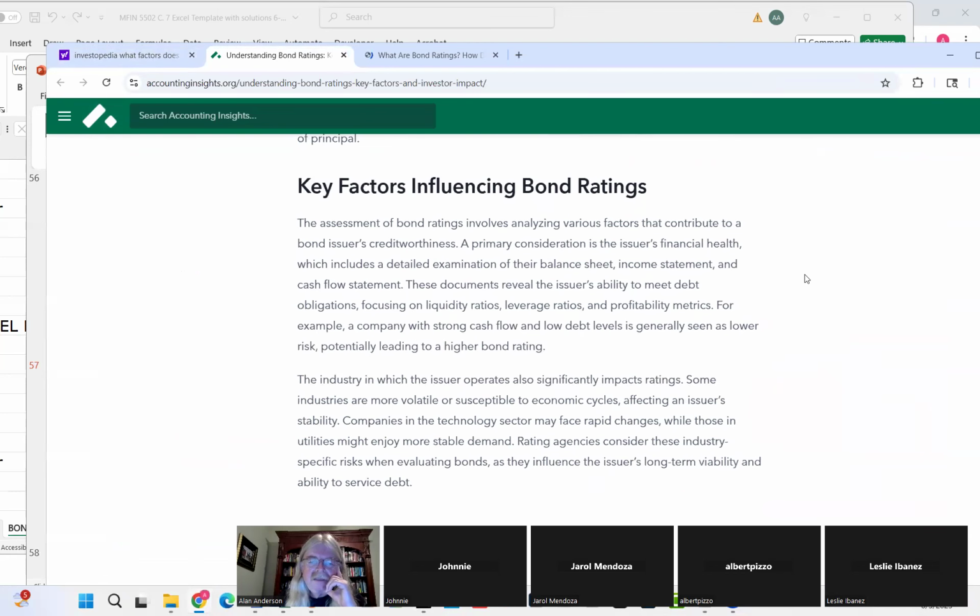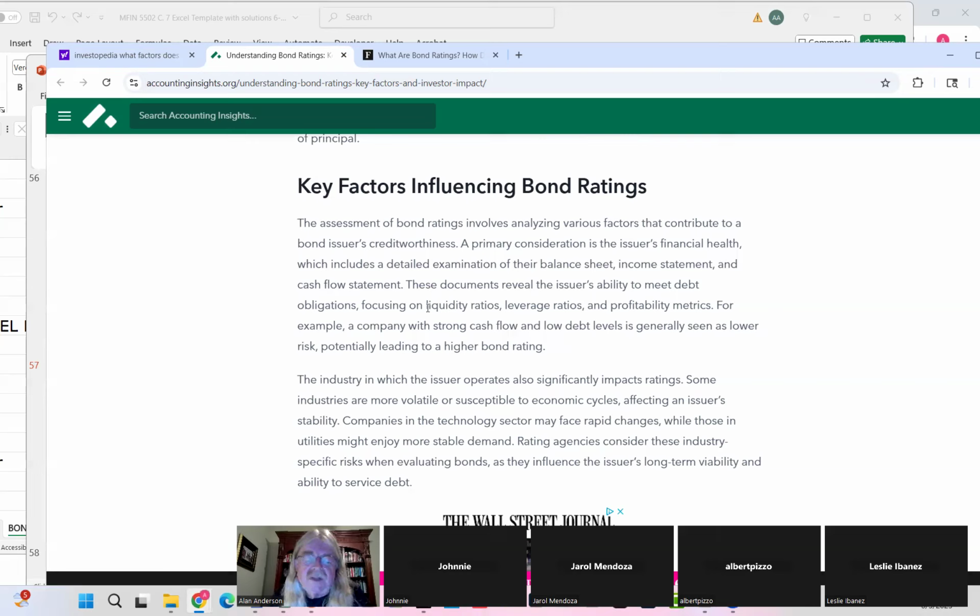A primary consideration is the issuer's financial health, looking at their balance sheet, income statement, cash flow statement. These documents reveal the issuer's ability to meet debt obligations. And if you've had an accounting course: liquidity ratios, which tell us how easily we can raise funds in the short run; leverage ratios, which explain how much debt we have relative to our equity; profitability, like return on equity. So, for example, a company with a strong cash flow and low debt levels is generally seen as less risky than one with high debt levels.